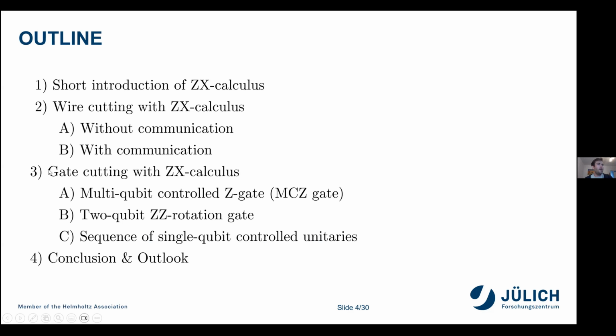In the third part, I will then explain how to use these wire cuts to cut different gates. In particular, the multi-qubit controlled Z gate, the 2-qubit ZZ rotation gate, and a sequence of single-qubit controlled unitaries. In the end, I want to give a conclusion and an outlook.